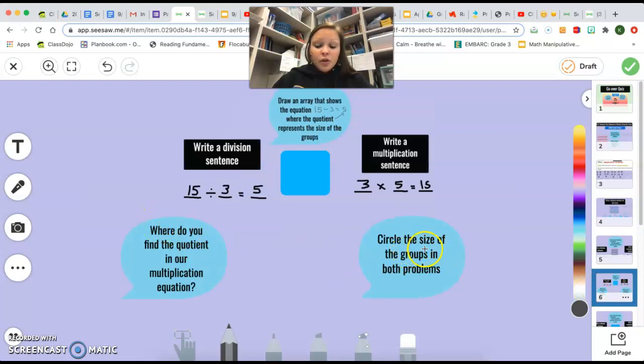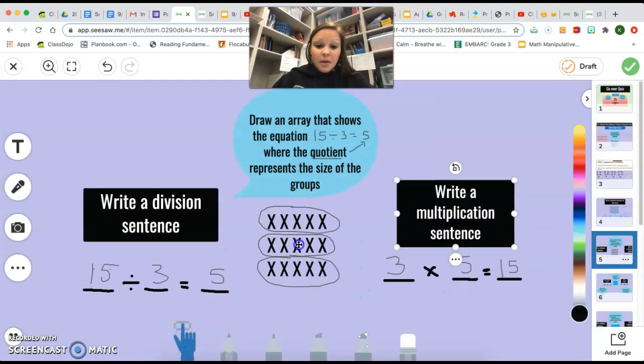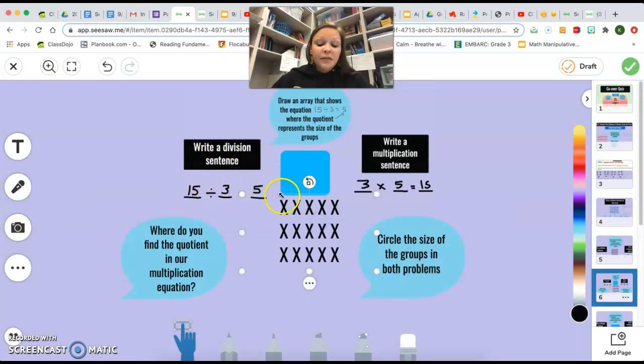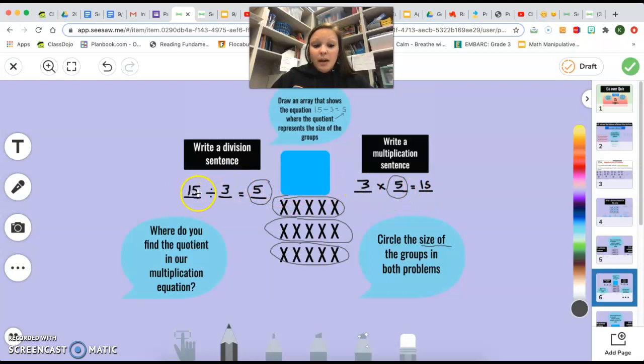So we are going to circle the size of the groups in both problems. Remember, we have this array, and this array represented 15 divided by 3 equals 5. So in this division equation, what number represents the size of the groups? You're absolutely right, 5. There are 5 x's in each group. When we're talking about this multiplication equation, which number represents the size of the groups? Yes, the same number, 5. So in both equations, whether you're talking about division or multiplication, the numbers represent the same thing.